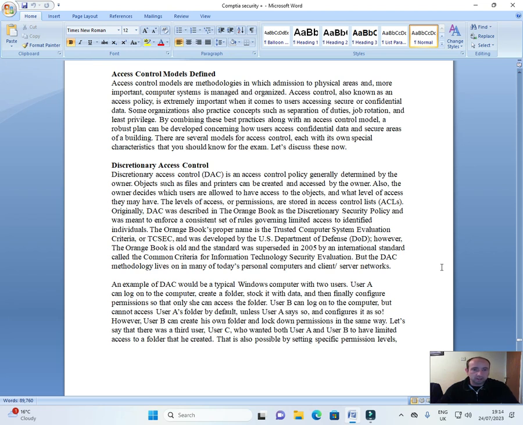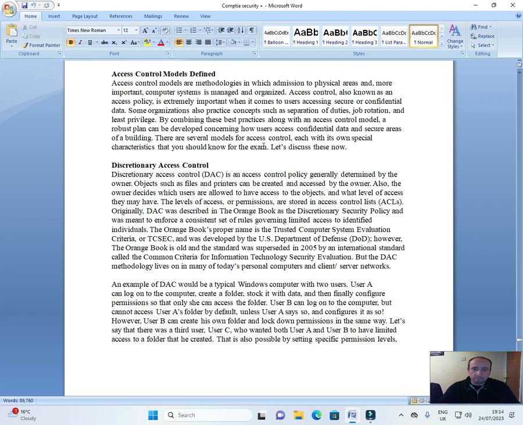Access control models defined. Access control models are methodologies in which admission to physical areas and, more important, computer systems is managed and organized. Access control, also known as an access policy, is extremely important when it comes to users accessing secure or confidential data. Some organizations also practice concepts such as separation of duties, job rotation, and least privilege. By combining these best practices along with an access control model, a robust plan can be developed concerning how users access confidential data and secure areas of a building.